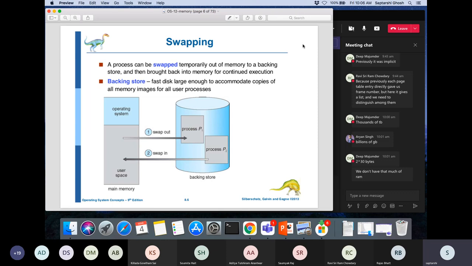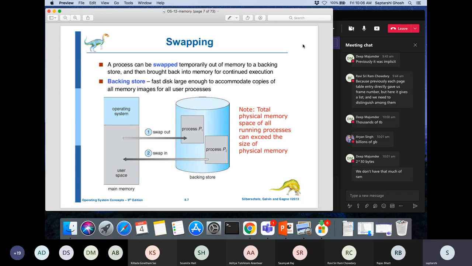A process can be swapped temporarily out of memory and then brought back into the memory for continued execution. Right? So this is what will be discussed next. Essentially, using this swap in and swap out mechanism, we can give a process even more memory than what is physically there in our RAM.